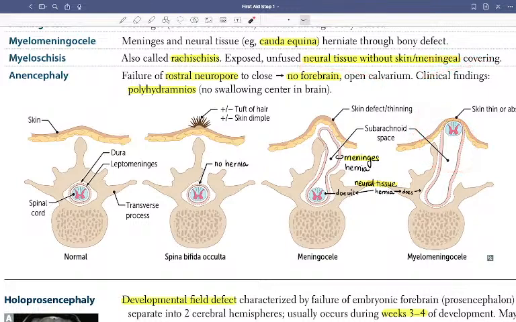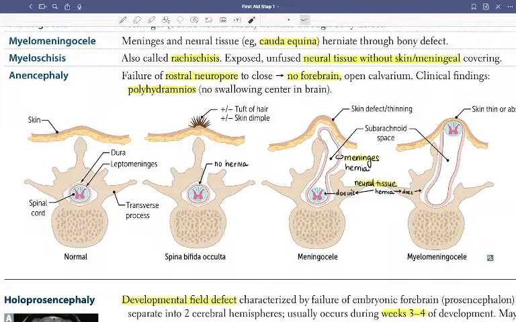Next is anencephaly. Anencephaly is rostral. Those were what, caudal. Anencephaly is rostral. Image very important. From the gynae point of view, ultrasound, go and see. So no forebrain, open calvarium. In INICET, they keep asking the ultrasound for anencephaly. So rostral neuropore, no forebrain, open calvarium. Again, rostral neuropore, same, front.